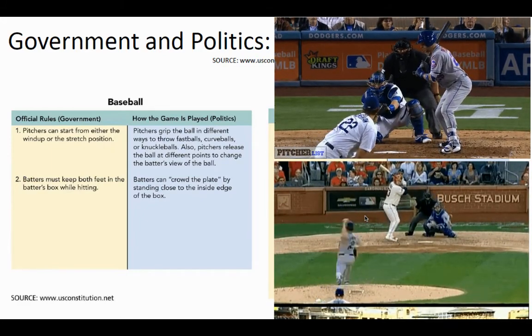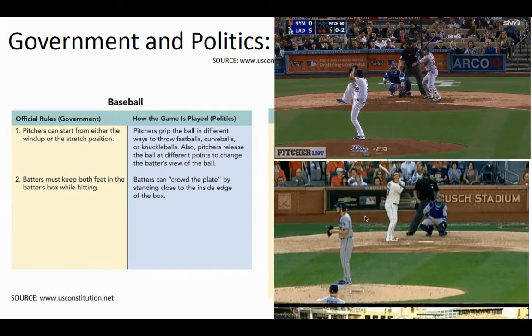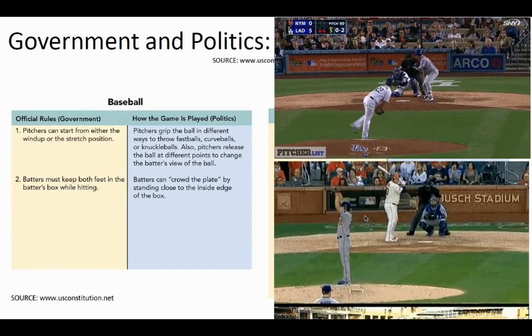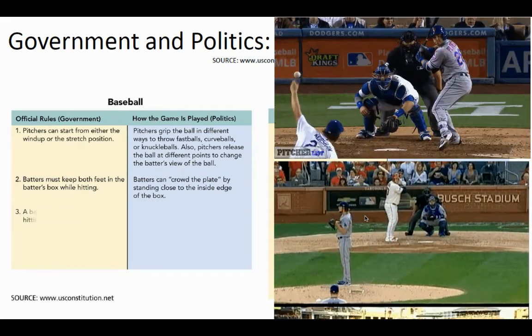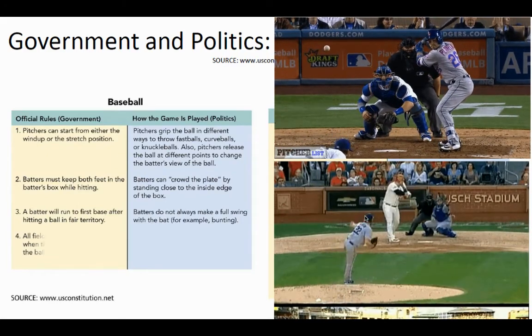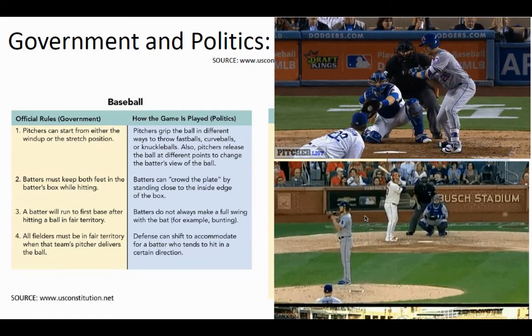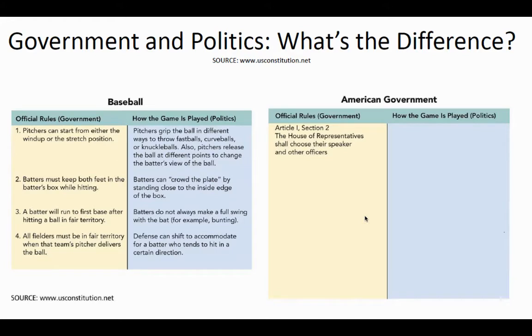So they can crowd the plate. They can choke up on the bat. They can have an open or closed stance. I would love to show you this in person, but again, I'm giving it to you through the video. And again, there are other ones, guys. I'm not going to go through each one of those. But let me give you a couple of analogies in terms of our government.